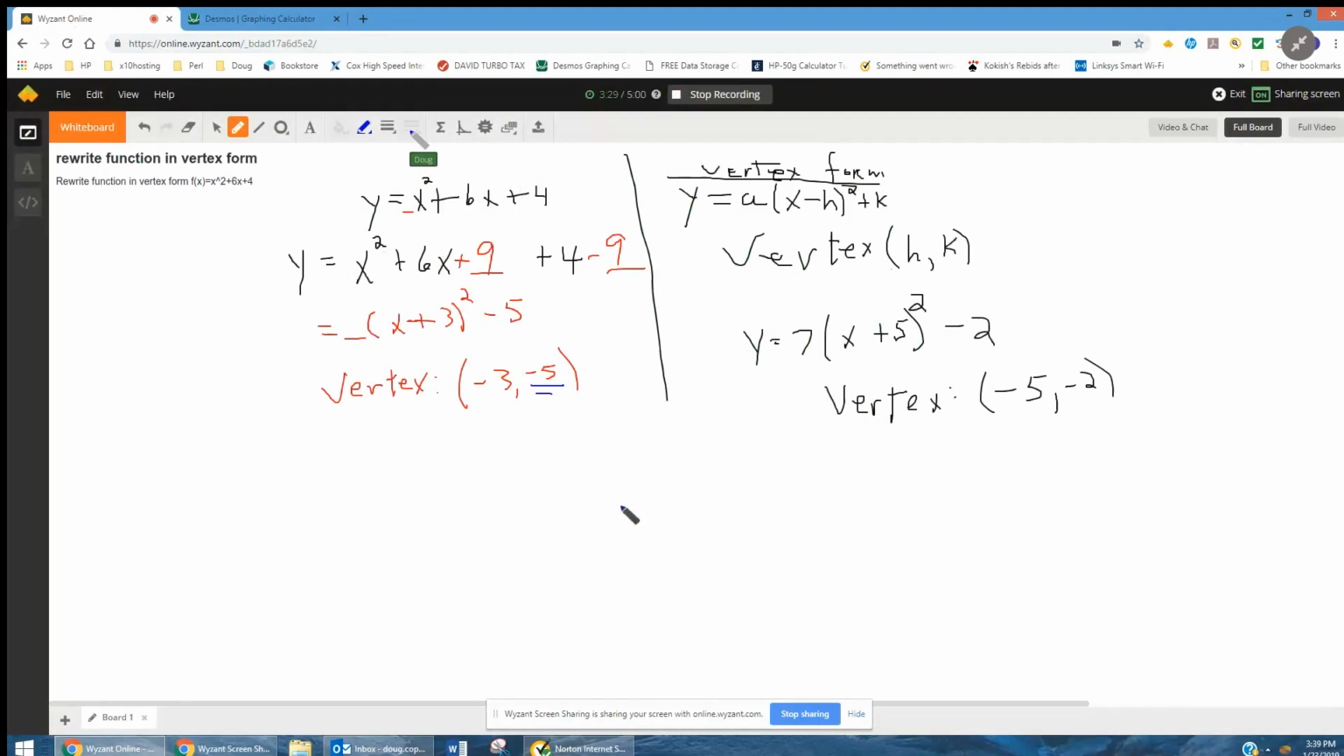Okay, now when the leading coefficient is other than a 1, there's a little more thought involved, especially when you have to figure out what to subtract here at the end, but we'll leave that for another time.